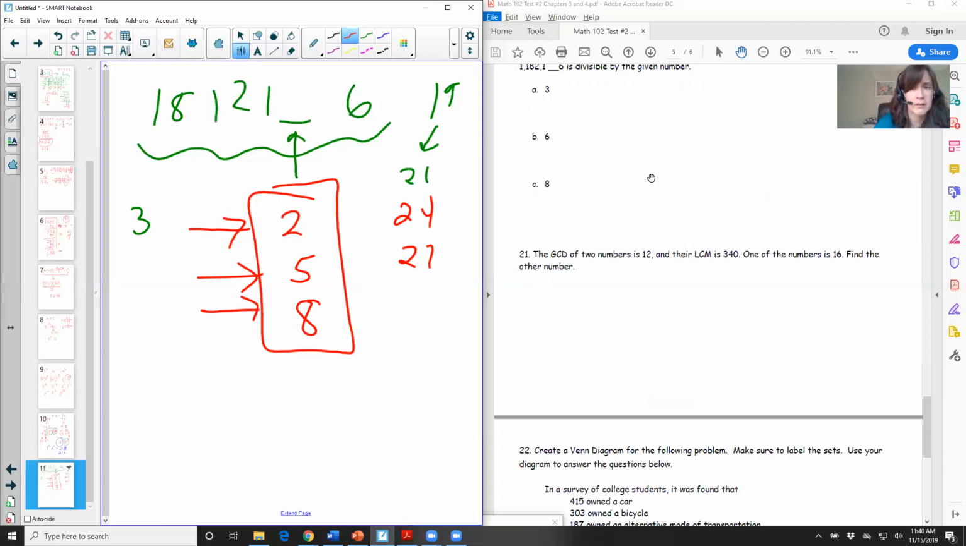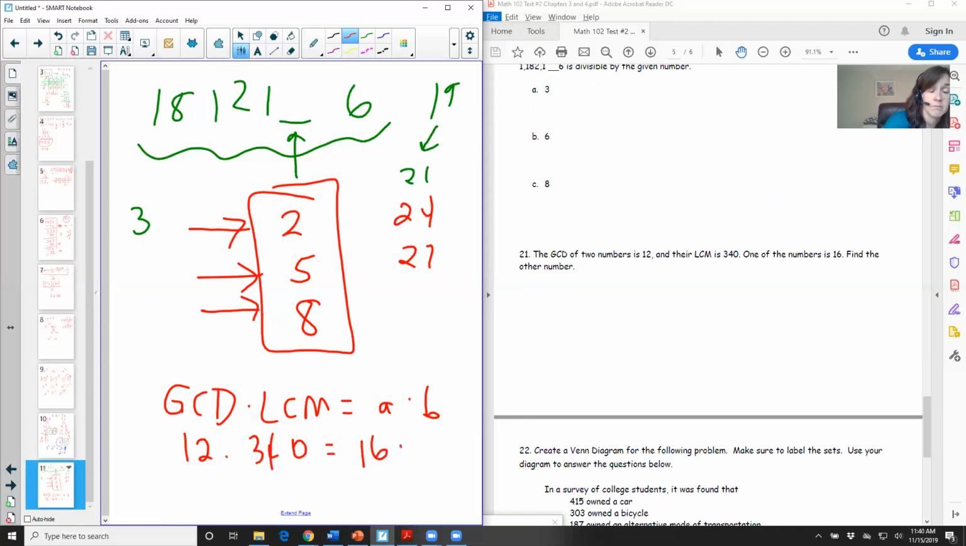Number 21, a lot of you started right. And if you started right, you got partial credit. When it says the greatest common divisor of 2 numbers is 12 and their least common multiple is 340. One of the numbers is 16, find the other. The formula here for this is that greatest common divisor times least common multiple equals one number times the other. So I know that 12 times 340 equals 16 times something. And then you solve that.